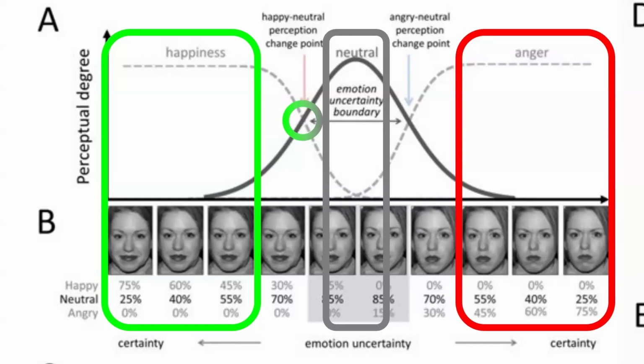So there's a perceptual change point for happy faces, and there's a perceptual change point for angry faces. We won't go into the details of exactly how these calculations are made, but you can determine how sensitive people are to detecting facial emotions by looking at where those points of confusion intersect.